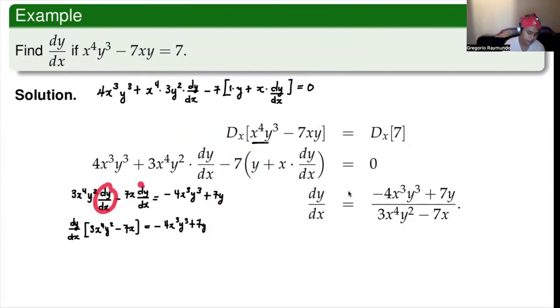Then we factor out the derivative of x. We get 3x to the power 4y squared minus 7x. Then we divide both sides by this factor here. We get negative 4x cubed y cubed plus 7 over 3x to the power 4 y squared minus 7x. Okay?